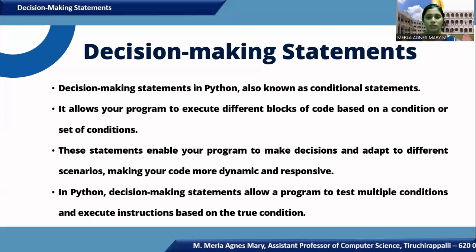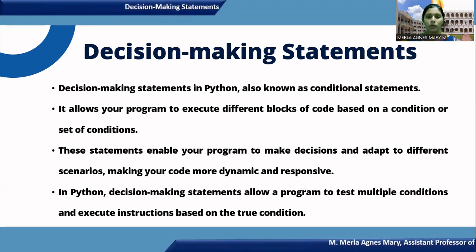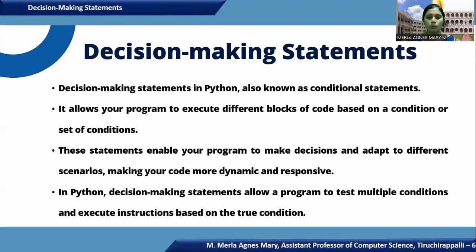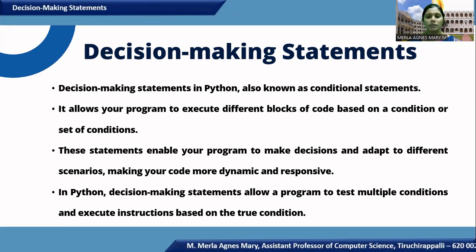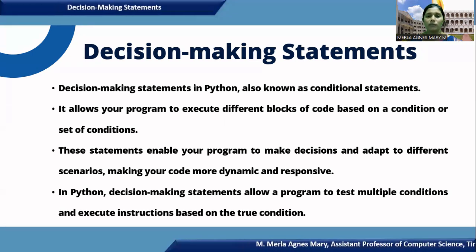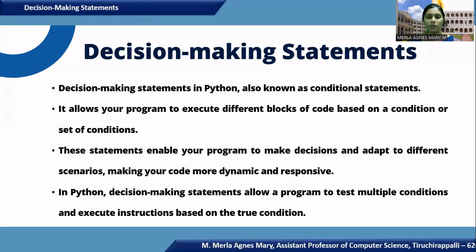Let's see what a decision-making statement is. A decision-making statement is also known as a conditional statement. It allows the program to execute different blocks of code based on the given condition. So based on the decisions, it adapts to different scenarios and makes your code dynamic and responsive. In Python, decision-making allows us to test multiple conditions. We can give more than one condition, and based on the condition that is set, the given statement will work.